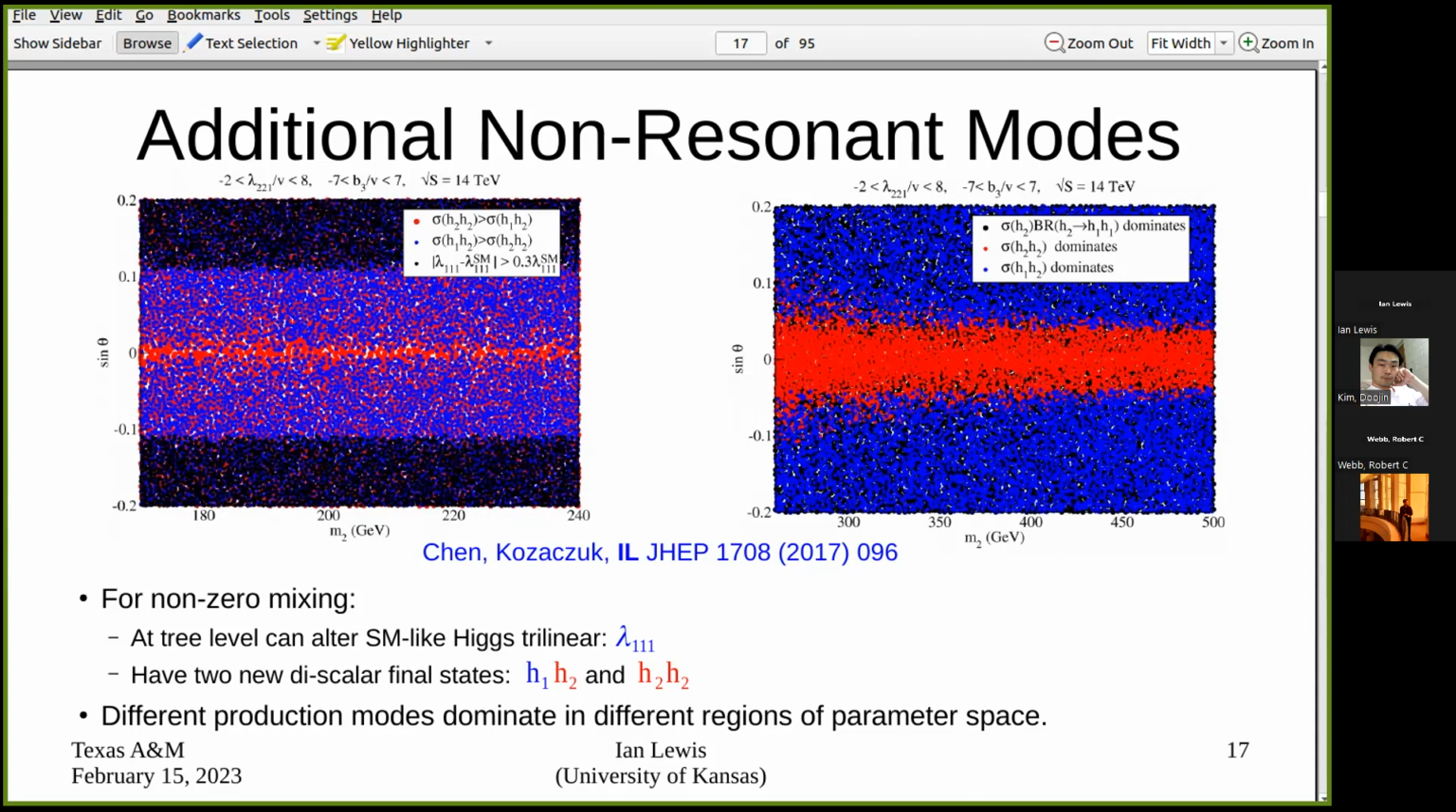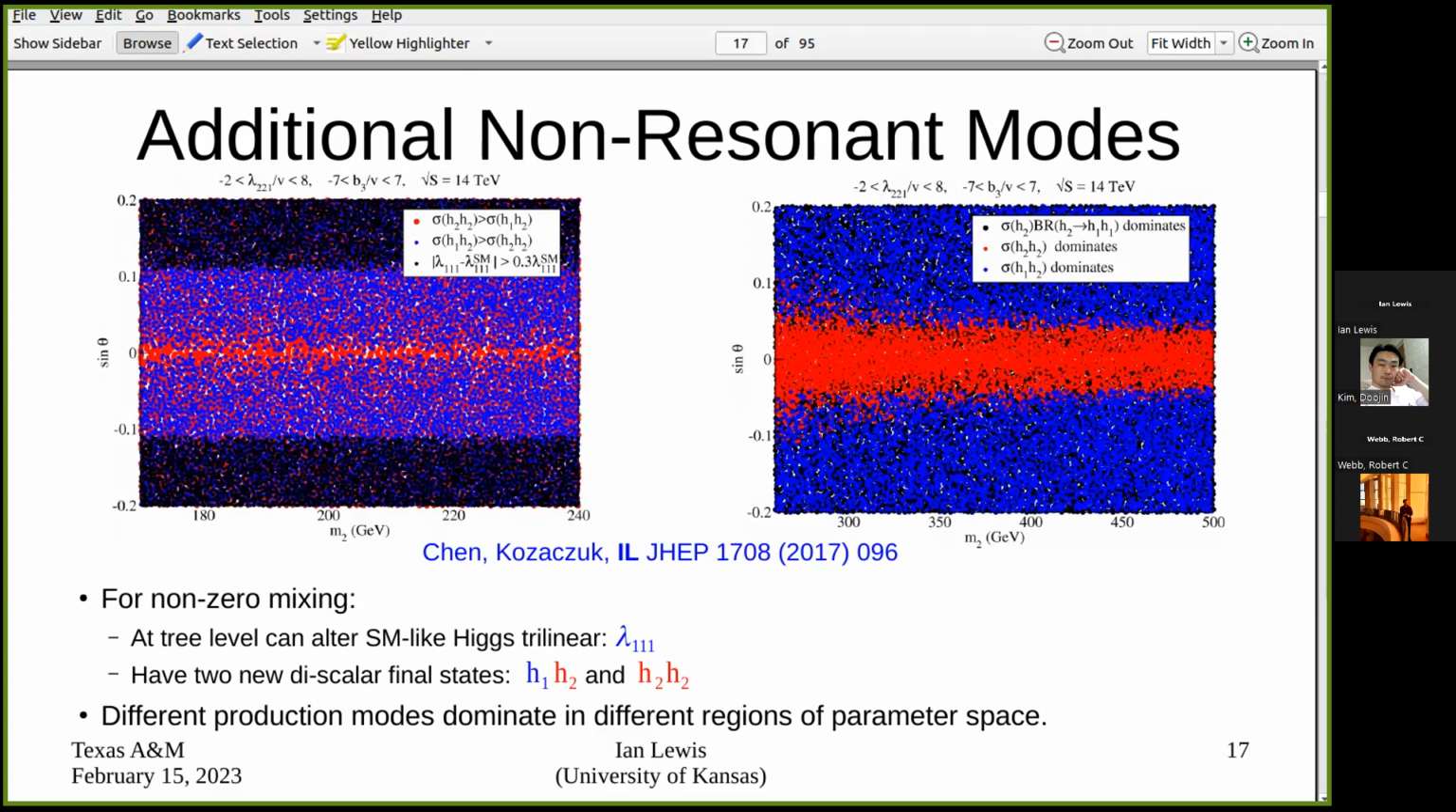On the right hand side is now when I'm above the Higgs threshold. So the black one is when resonant production, the two Higgses, dominates and is the largest cross section. The interesting thing here is that even when I go to small mixing angle limits, the resonant production cross section is not the dominant cross section.